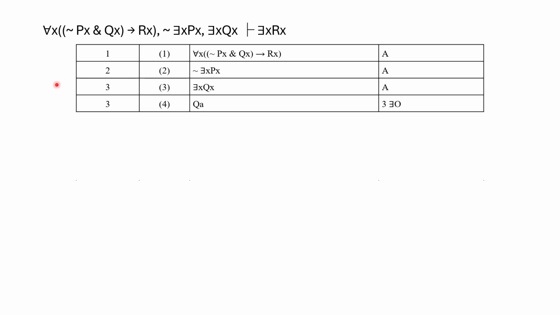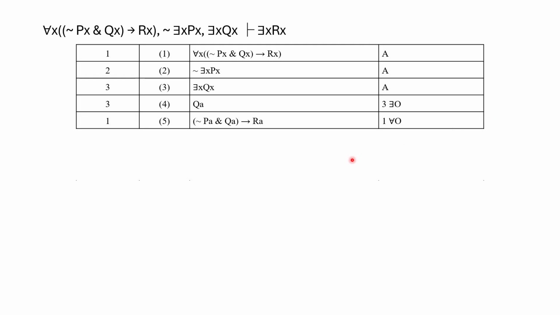So I'm going to immediately do the existential out rule for line 3, because I want to make sure that I do that first before I get any other constants on the board, and then I'm going to have to repeat some steps. So it's best to get the existential quantifier out first.